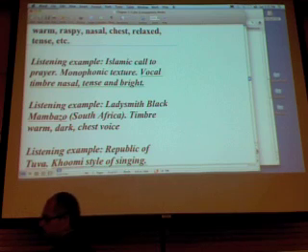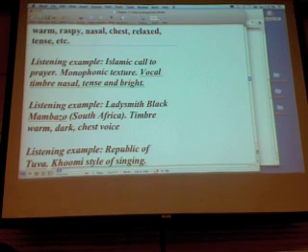And contrast that with this very, very famous style of singing from Mongolia and the Russian Republic of Tuva, called Tuvan throat singing. This is CD1, number 12.